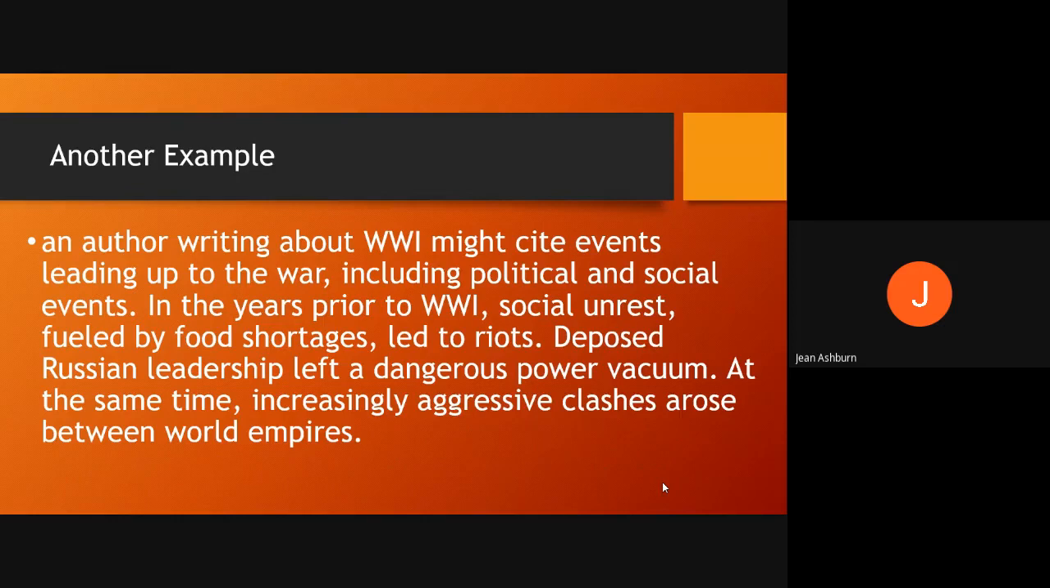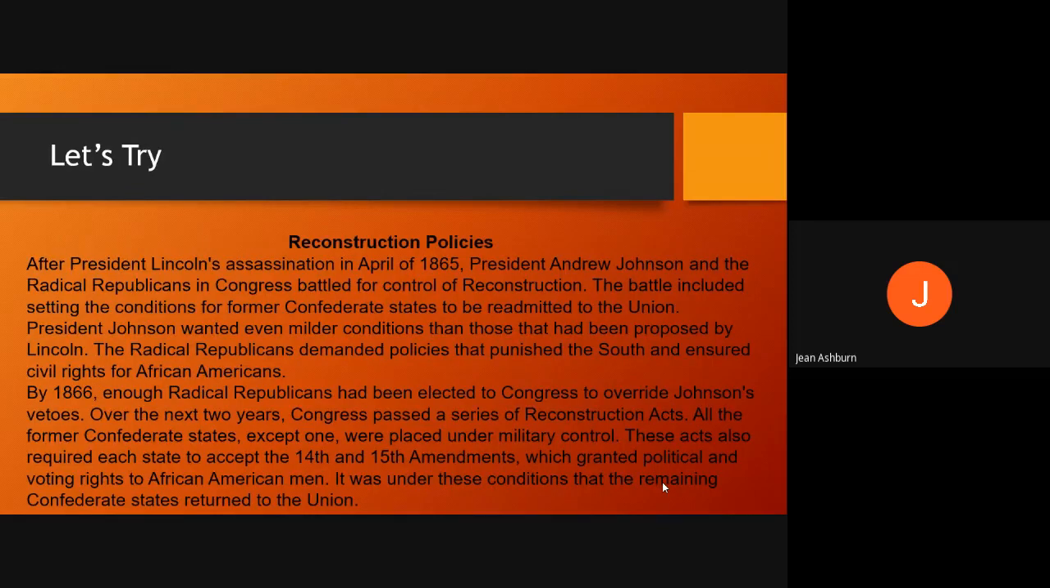So here's another example. An author writing about World War I might cite events leading up to the war, including political and social events. In the years prior to World War I, social unrest fueled by food shortages led to riots. Deposed Russian leadership left a dangerous power vacuum, and at the same time, increasingly aggressive clashes arose between world empires. So now, let's give it a try.